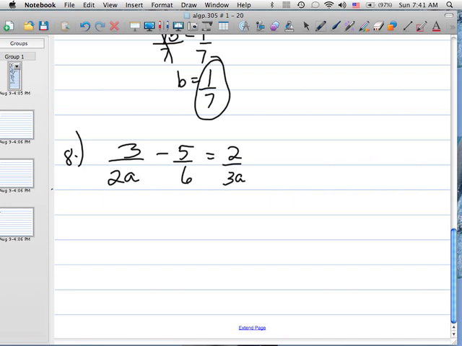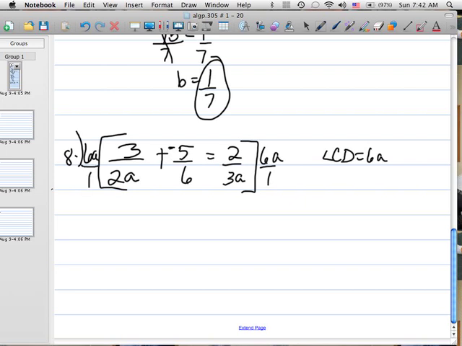So 3 over 2a plus a negative 5 over 6. Least common denominator: we have the numbers 3, 6, and 2, so that would be a 6, and then we need the a. So we're going to multiply both sides by 6a. 2a goes into 6a, we need to multiply by a 3, so that's going to be 9. And 6 goes into 6a, leaving me just the a, so that's negative 5a. And 3a goes into 6a twice, so that gives me 4.